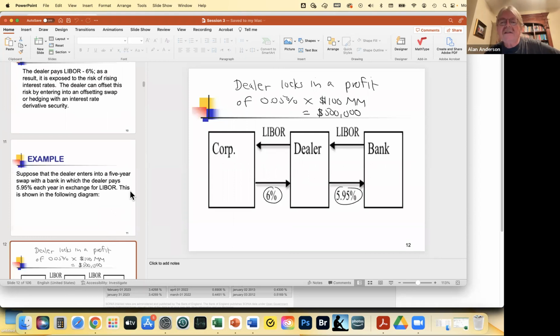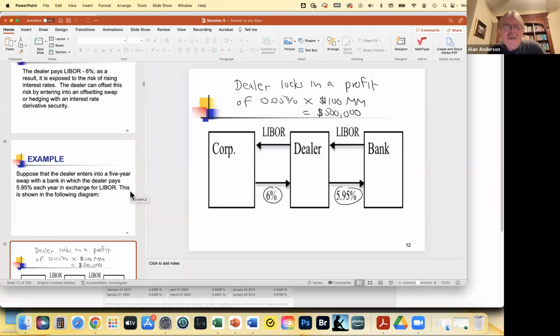So you can see the dealer is collecting 6% from the corporation and paying only 5.95% to the bank. In exchange, they're receiving LIBOR from the bank and they're paying it off to the corporation. So the difference here is that 0.05%, and on a $100 million swap, that works out to, wow, $500,000. That's a profit that they've locked in.